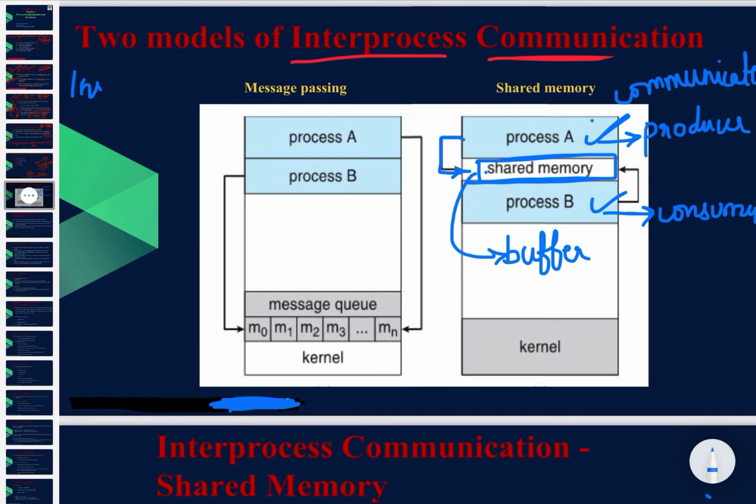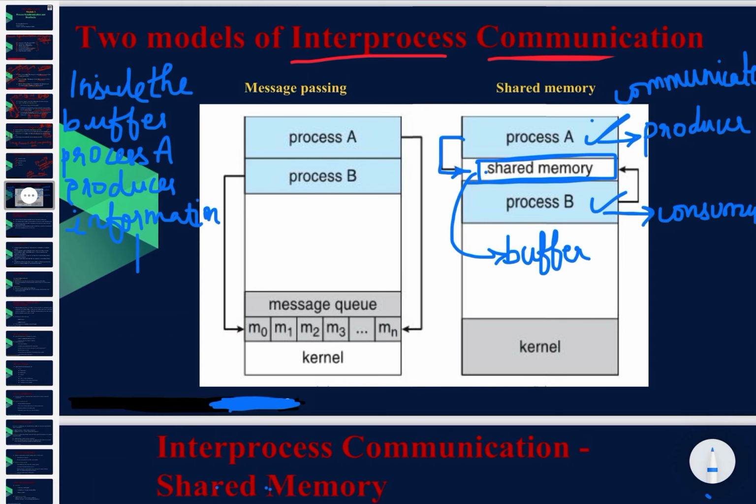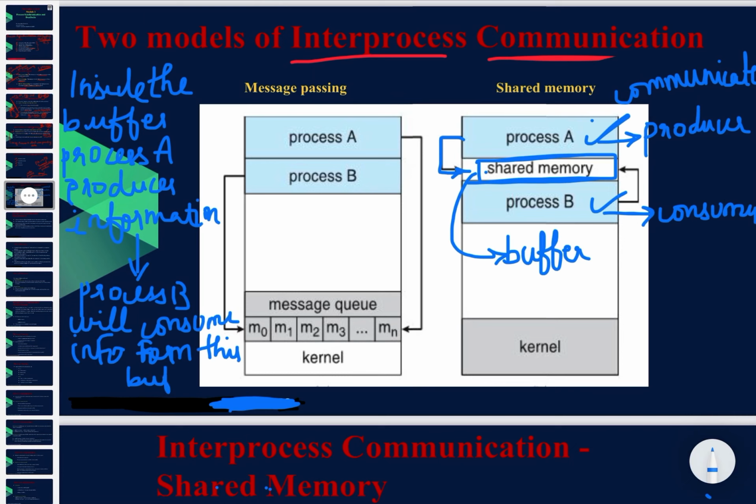So inside the buffer, process A produces the information, and after it has produced the information, process B will consume information from this buffer. So process B will go and consume the information.